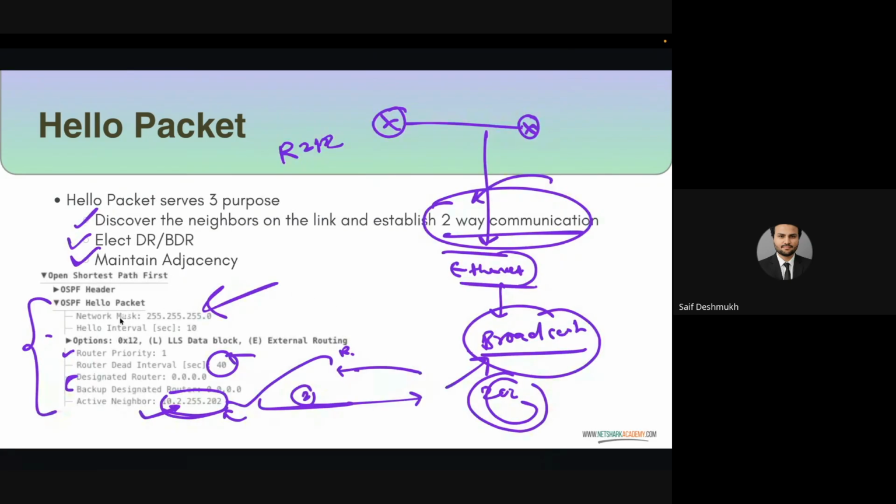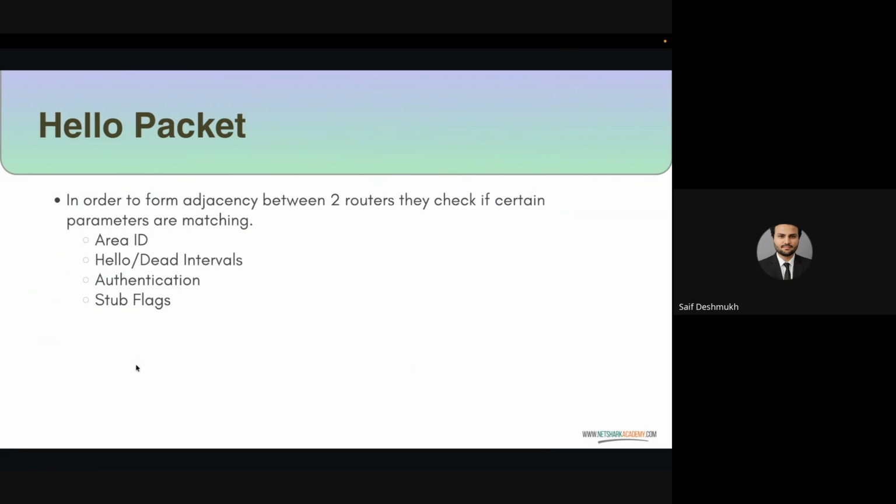So we see all these parameters are there. Some are inside of a header, some are inside of a hello packet itself. There are certain things that need to match on both sides.